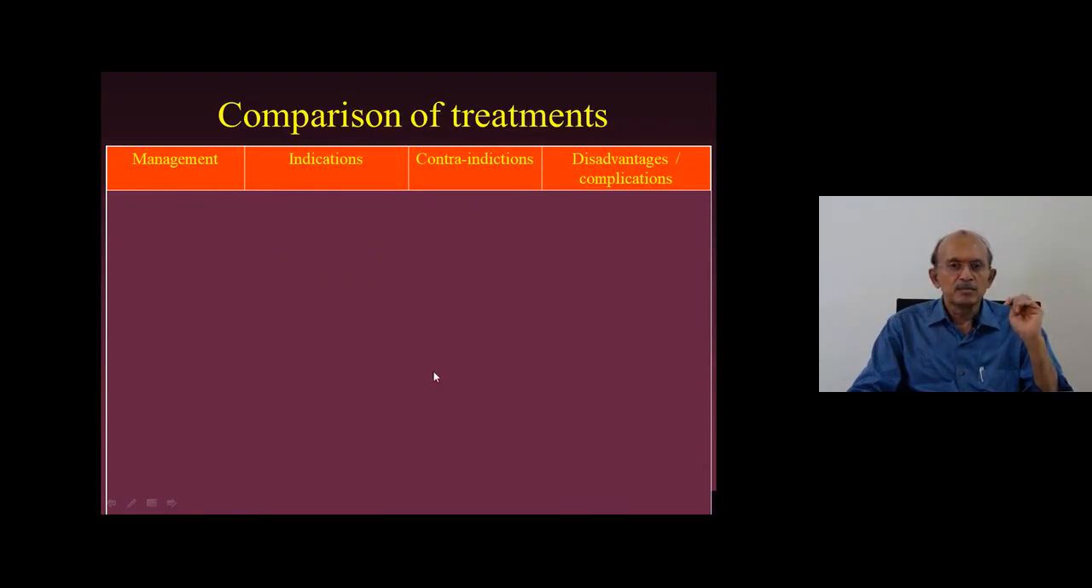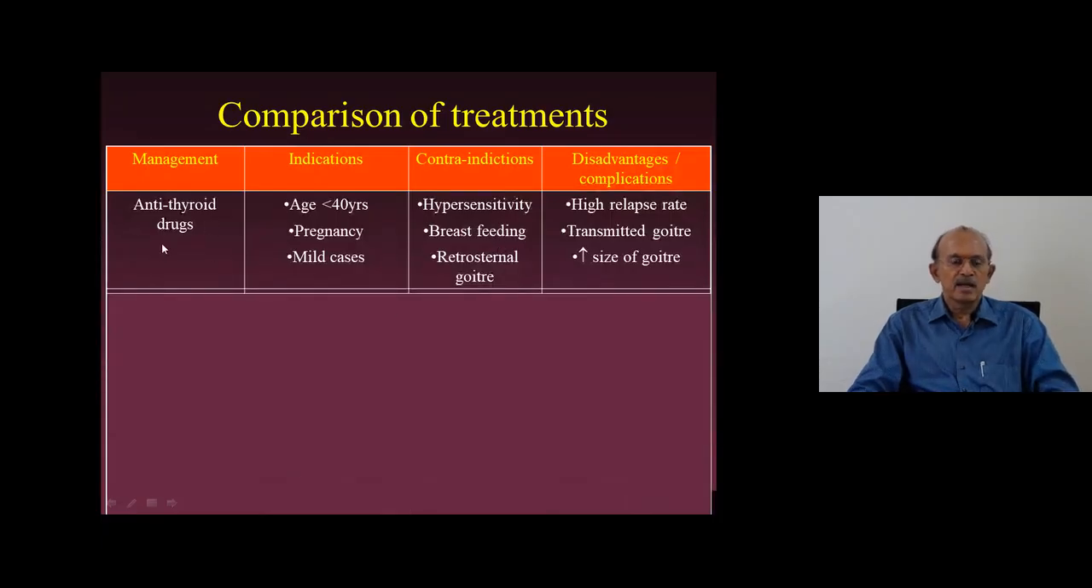Comparison of treatments: the type of management, indications, contraindications, disadvantages or complications. Antithyroid drugs: indications are age less than 40 years, or less than 25 years as in present-day books, pregnancy, and mild cases. Contraindications: hypersensitivity, breastfeeding, retrosternal goiter. Disadvantages or complications: high relapse rate, about 20 to 40%, transmitted goiter, that is to the child, and increase in size of the goiter.